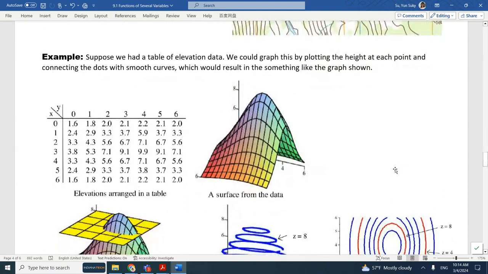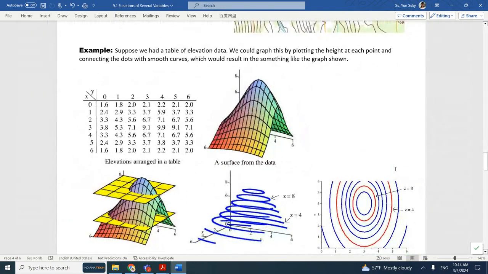Okay, and this is another example. Suppose we have a table of elevation data. We can then draw graphs by putting the height at every point, connecting the dots with smooth curves, which results in something like the graph shown. We saw the tables before in example 1, and then every different xy coordinate gives you a different height function, so you can draw the surface, right?